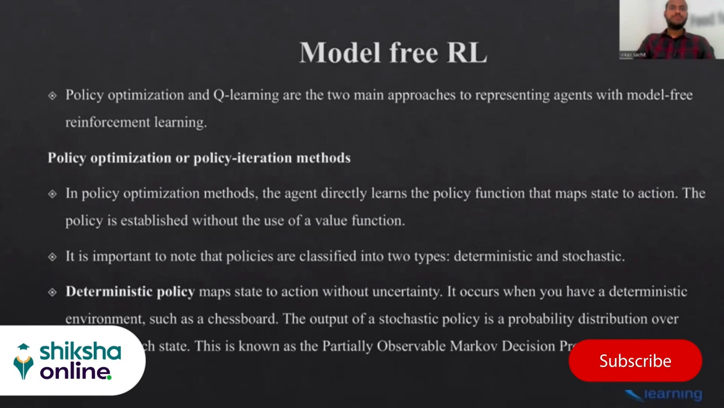Now let's understand a bit better about model-free learning. Policy optimization and Q-learning are the two main approaches regarding model-free reinforcement learning. Policy optimization methods are policy iteration methods, in which the agent directly learns the policy function that maps the state to action. The policy is established without the use of a value function. Here no value function is used. So it is based on optimization. It directly learns the policy function that maps the state to action, and there is no value function.